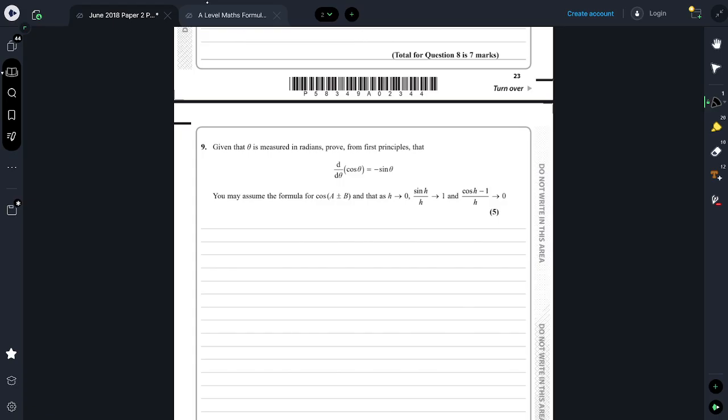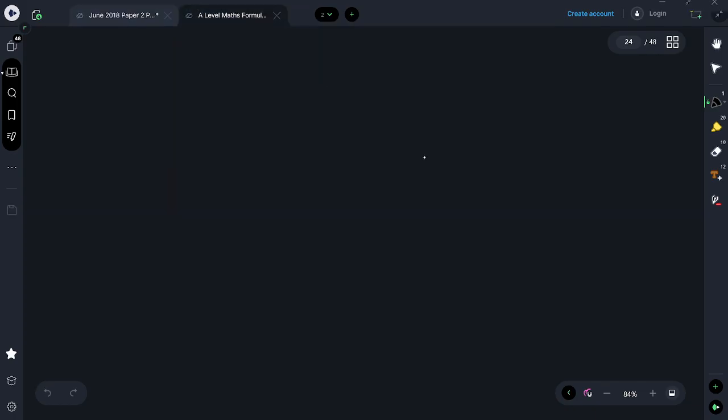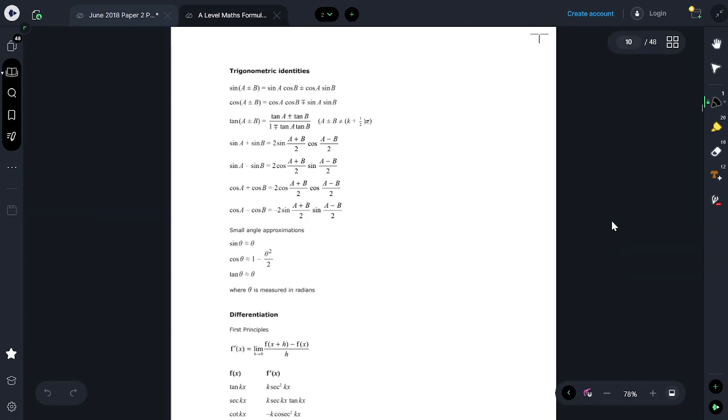So, first principles, yeah, you need to know the formula. So, of a function, the derivative is the limit as h tends to 0 of f of x plus h minus f of x over h. And that will be in your formula book, although if you practice enough questions, it should be in memory. But here it is anyway. It's down here.